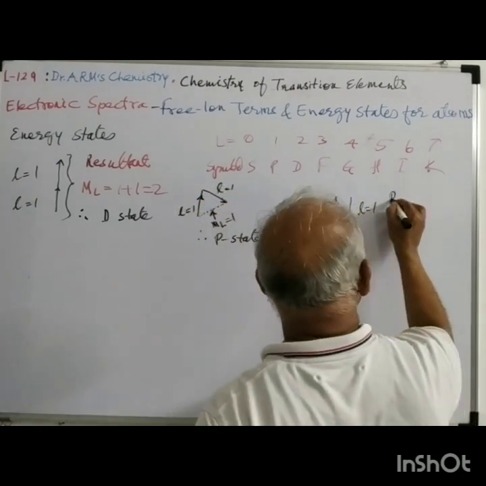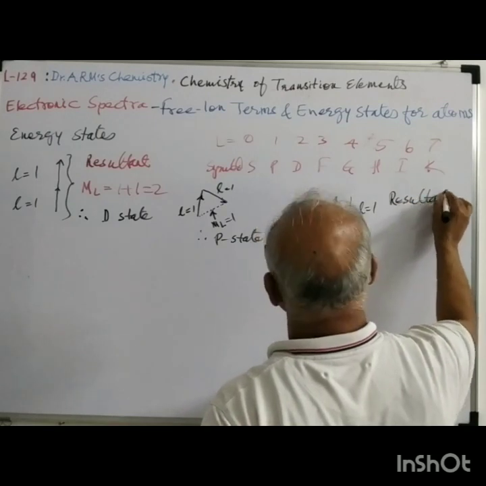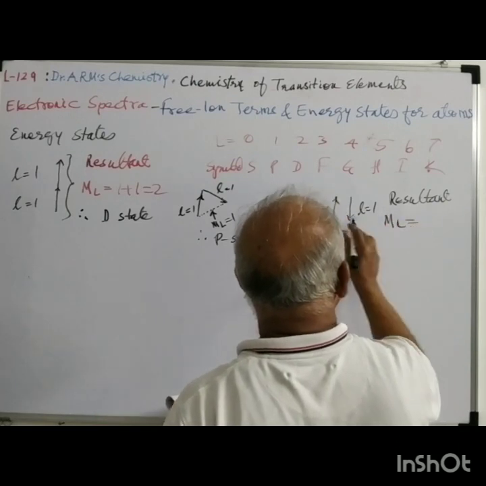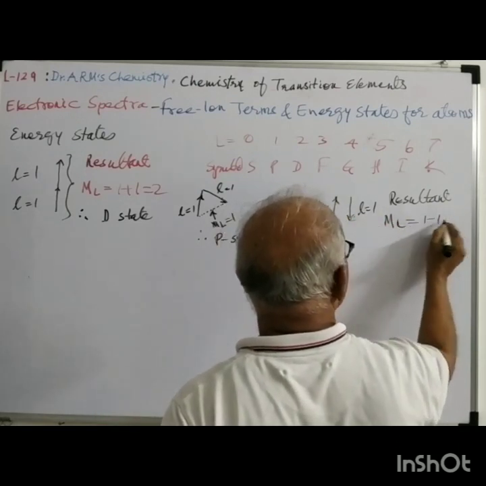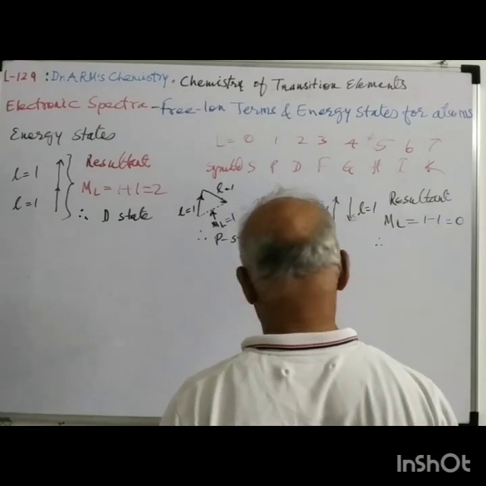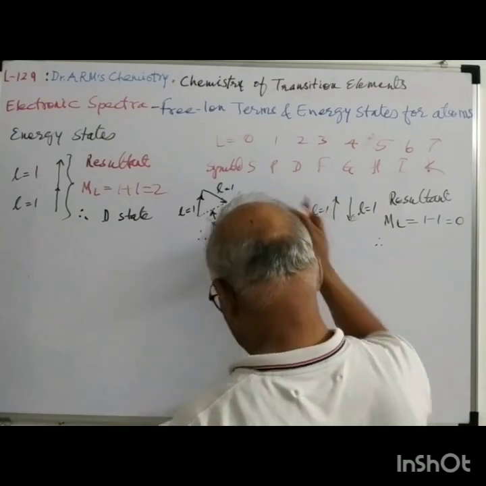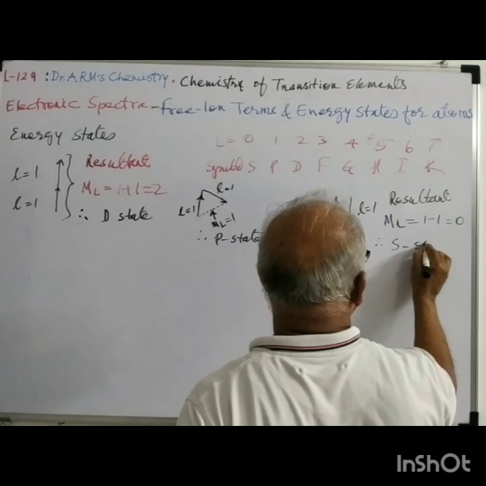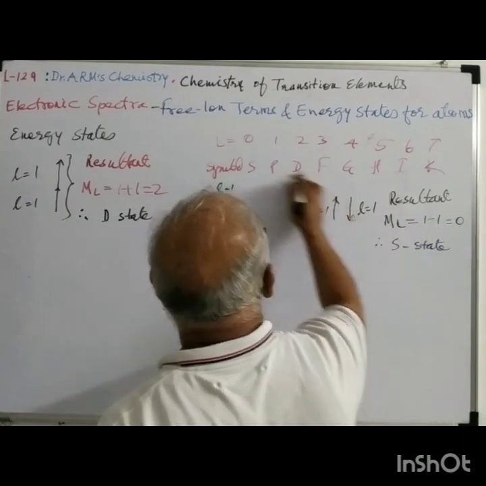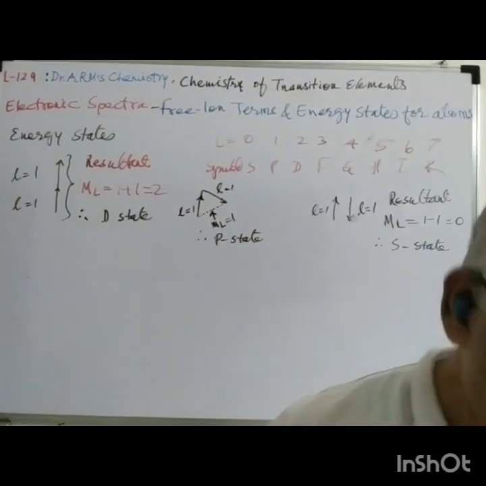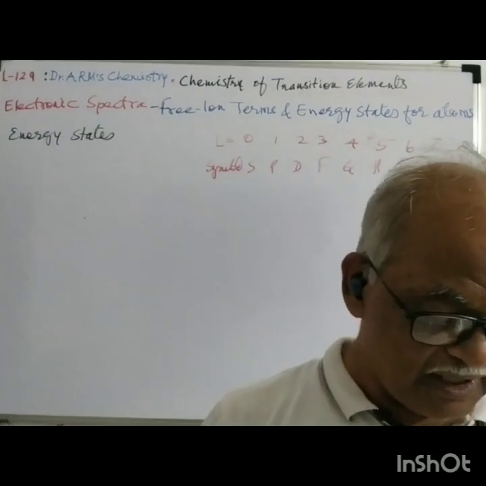So the resultant ML is equal to 1 minus 1, that is equal to 0, and therefore the term symbol or microstate, electronic state, is called S. So you can find this 0, here it is S state. Now we will see another example.